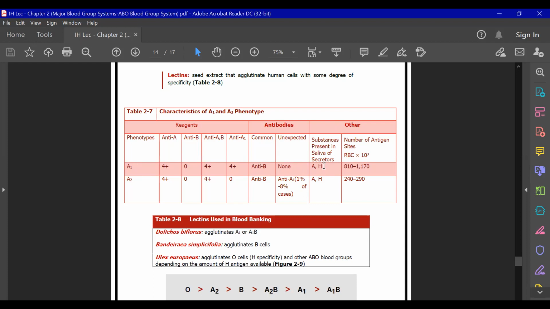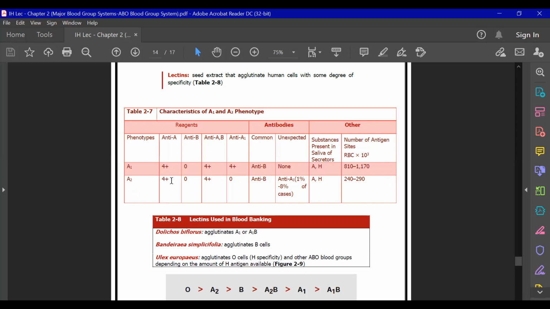And if the individual is considered as a secretor, so ang present na soluble antigens sa kanyang saliva would be your A and the H soluble antigens.